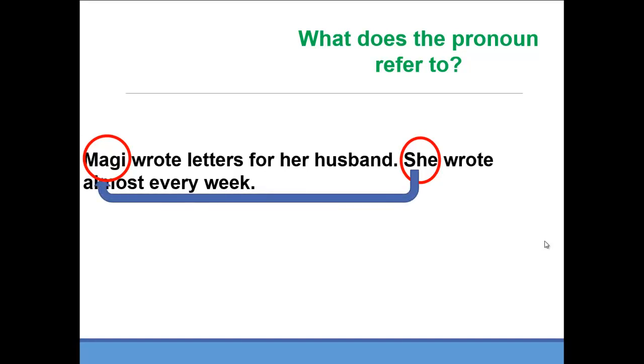So I'll read the sentence one more time. Maggie wrote letters for her husband. She wrote almost every week. The pronoun she, what does it refer to? It refers to this noun, Maggie. So what do we call the noun Maggie? We call it the antecedent.